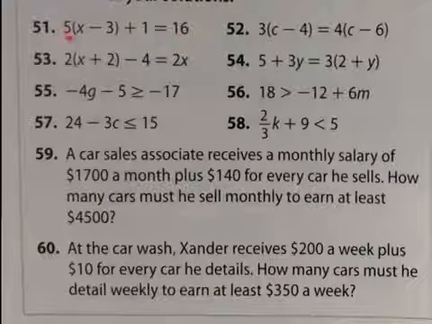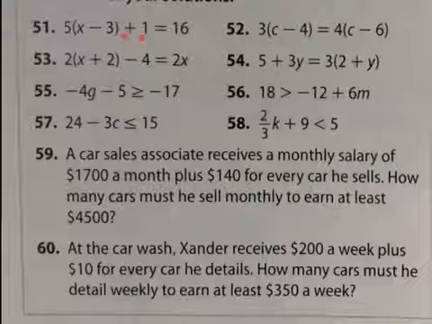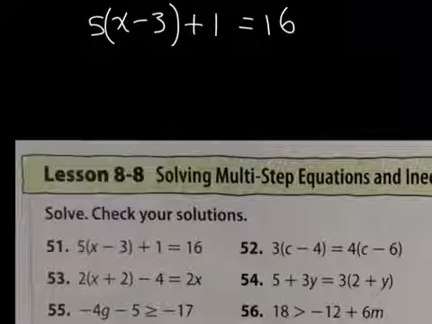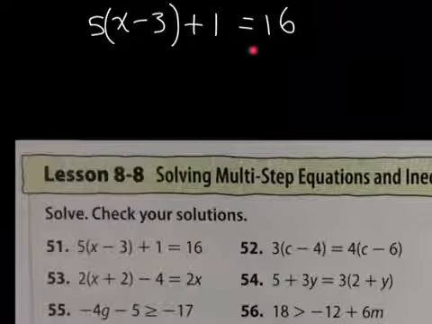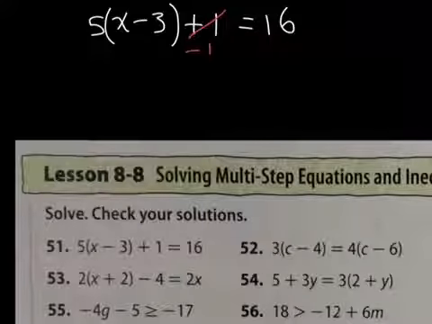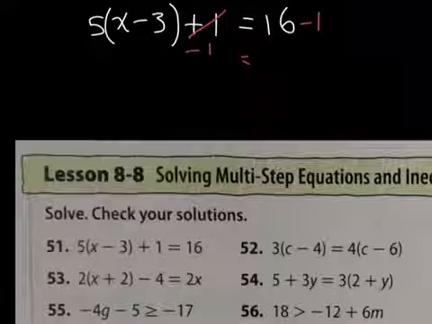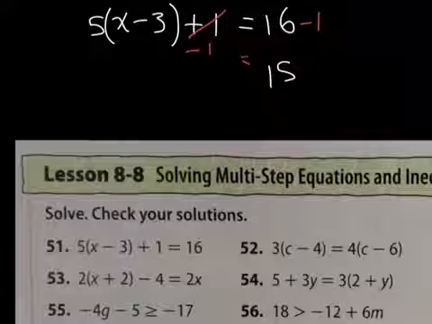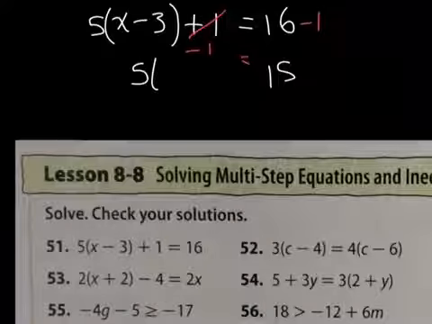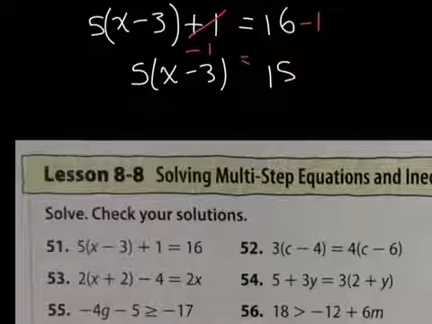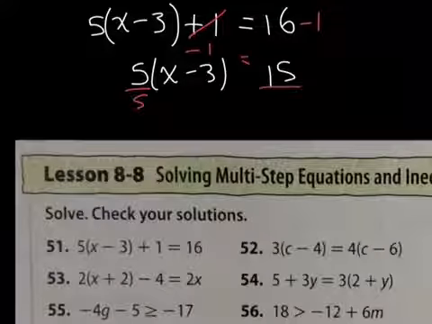If you were to solve number 1, remember to go in the reverse order of PEMDAS. So rather than trying to do the multiplication or division first on this side, you have to use the subtraction property of equality and subtract the 1. So it would look like this. We have 5 times x minus 3 plus 1 equals 16. Let's go ahead and get rid of the 1 by subtracting 1 from both sides, so minus 1. And we have 15 now on this side, okay? And 5 times x minus 3. And now I will go ahead and divide the 5 out.